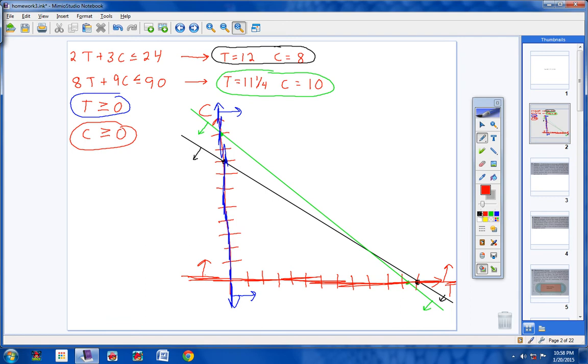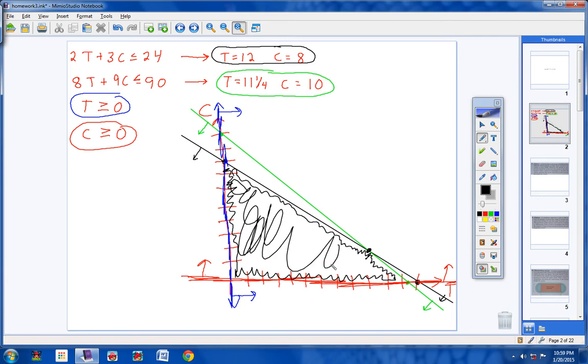So where would they all agree? Well, we know we have to shade to the right of the blue line. We know we have to shade above the red line. We know we have to stay below the green line. And then once we hit that point right there, we have to stay beneath the black line. So there's your area right there.